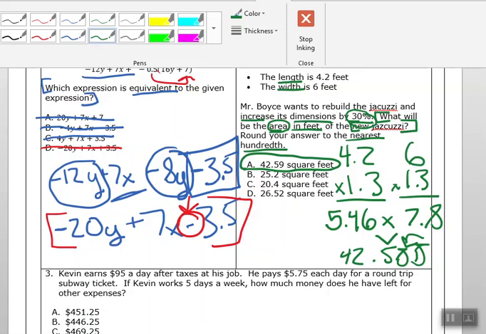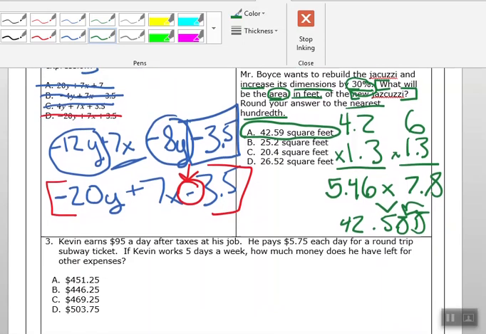Now, to be clear, I have to change the dimensions before I can change the area. So I can't do 4.2 times 6, and then increase that by 30%. That's not going to work. With area, you have to actually change the dimensions before you can go ahead and get your new area. Let's move on down.